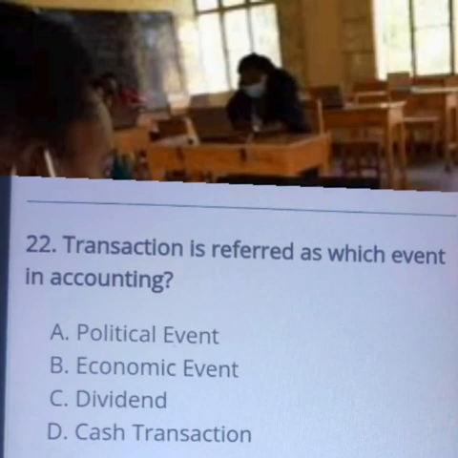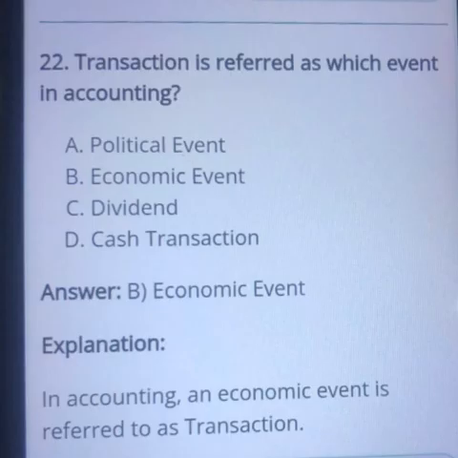Question number 22. Transaction is referred as which event in accounting? A. Political event. B. Economic event. C. Dividend. D. Cash transaction. The true answer is B. Economic event.